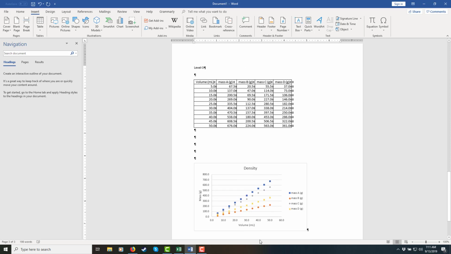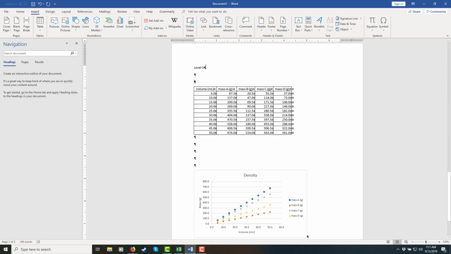And this is probably the time where I start needing to bring in some captions, at least on this one. So when we do captions, you basically always have to have this. So this will be table 1. Tables and figures are captioned separately. So this will be table 1. I'll call it mass and volume data for unknown. Of course, I wish I knew what these things were.